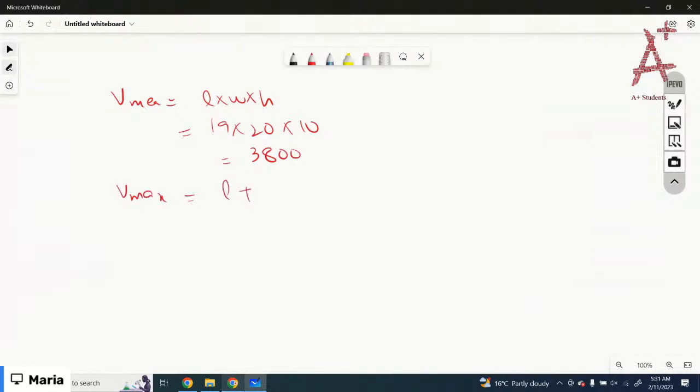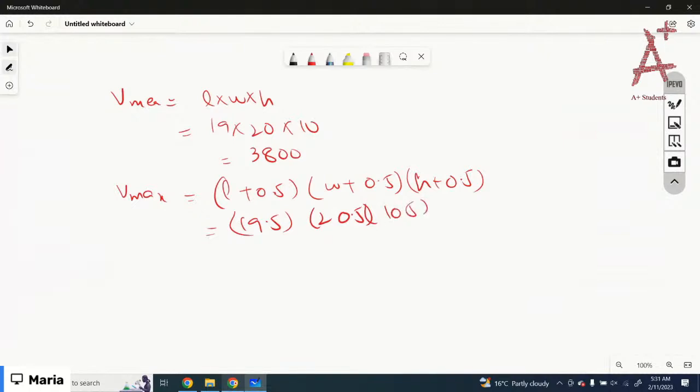Now I'm going to calculate the maximum. All the values are whole numbers, so you have to add half of the unit: L plus 0.5, W plus 0.5, and H plus 0.5. So it would be 19.5 times 20.5 times 10.5. Got it? Just multiply all the values. When you multiply, it would be 4197.35.